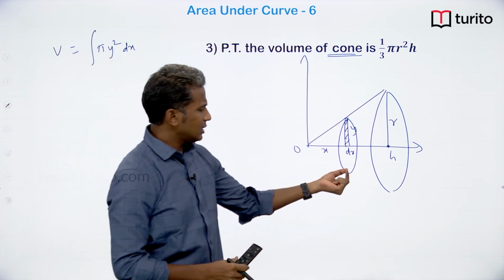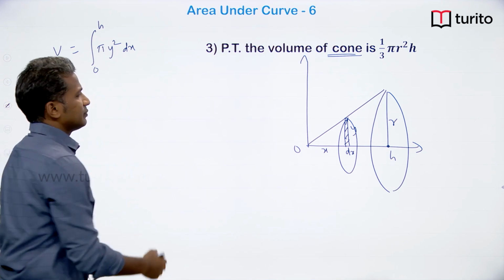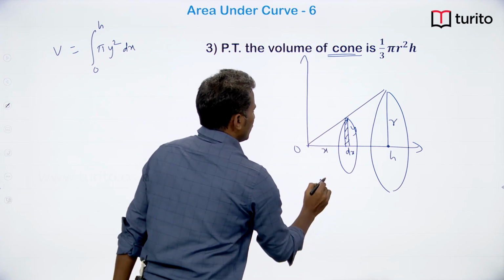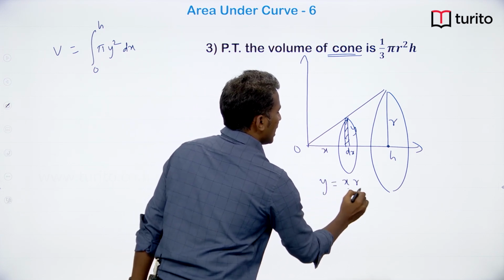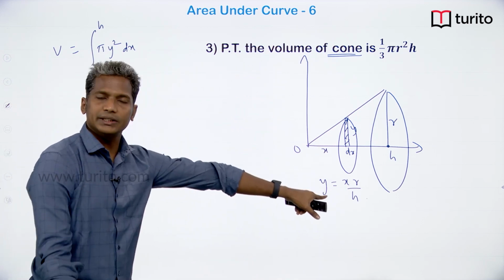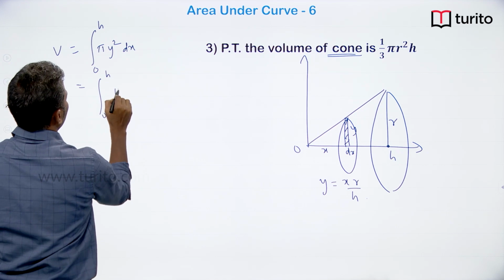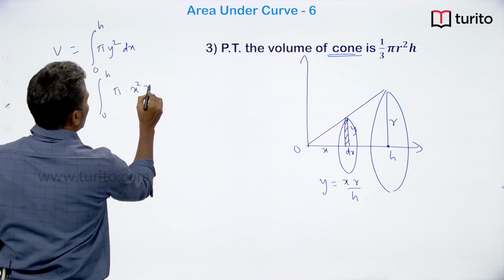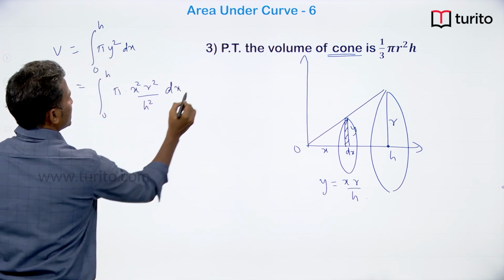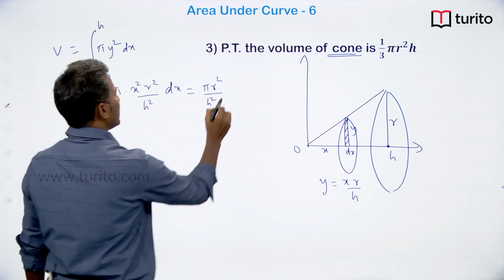But what about the limits here? Limits are going from 0 to h. Okay. So limits must be taken going from 0 to h. And here if we observe the function, we have already written the function here, which was x into r by h. Okay. So that means in place of y, we will substitute x into r by h. So what do we get here? Integral 0 to h pi into x square into r square by h square dx. Take all constants outside. So pi r square by h square, these are all constants, we have taken them outside.